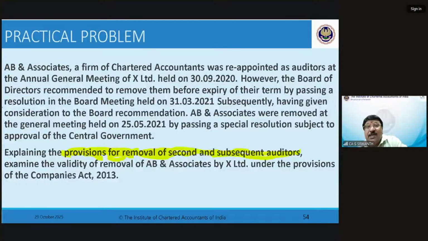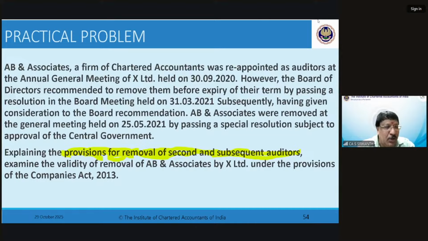See, this is well within 60 days. And they have passed a special resolution. But what is the problem? Subject to the approval of central government. That means central government approval should have been obtained before you remove him. You cannot remove him subject to approval at all. No, that is not correct.